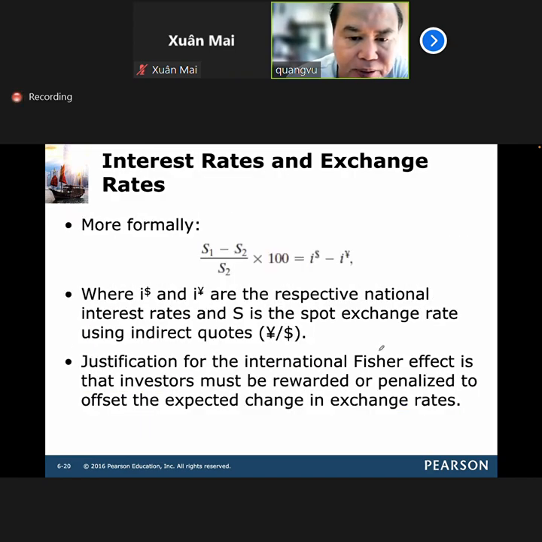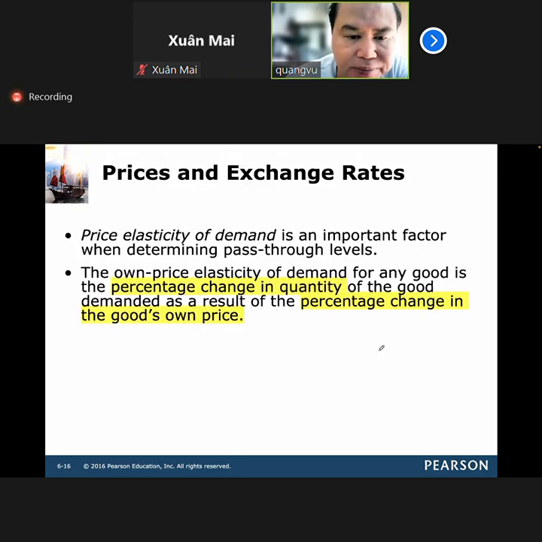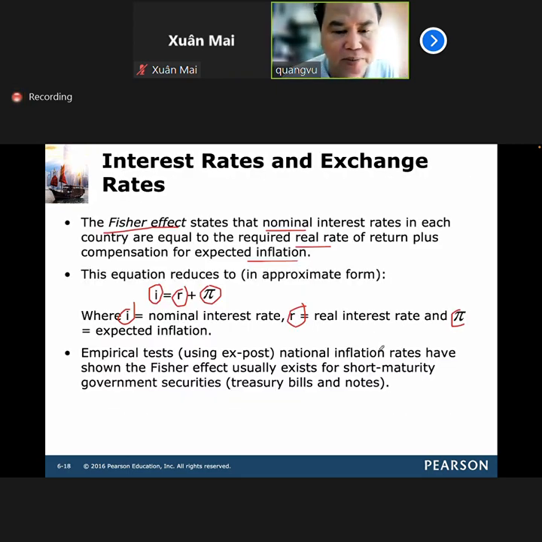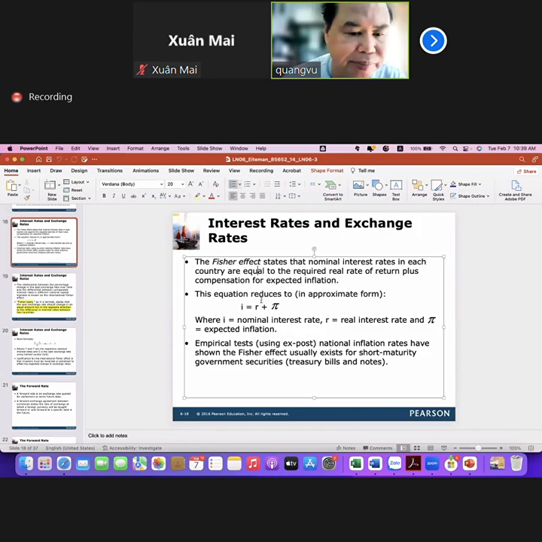Now, we have the Fisher effect in exact form. Oh, it's not available in the slide. This is just the approximate form. Let me show you the Fisher effect in exact form.